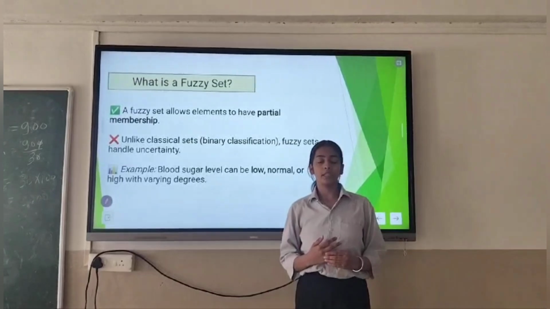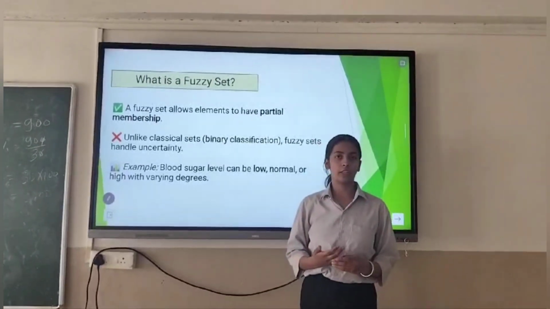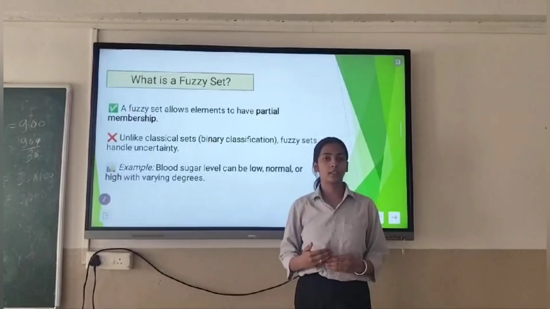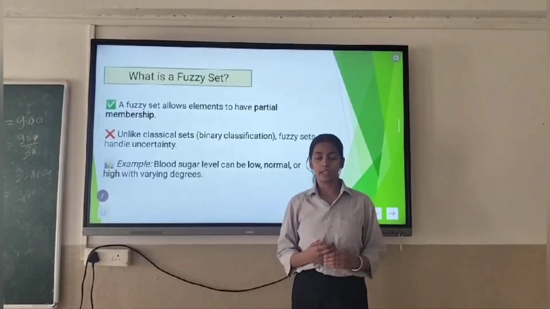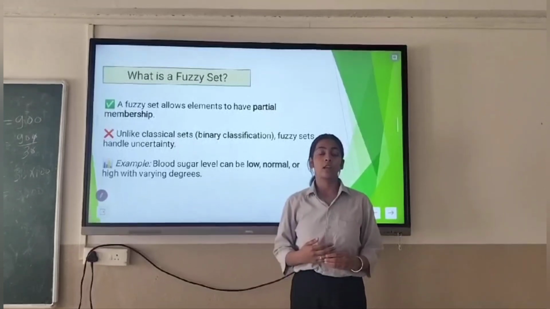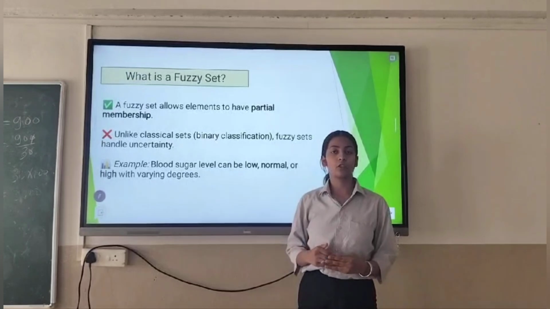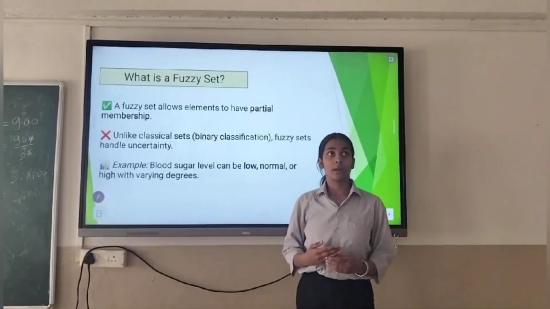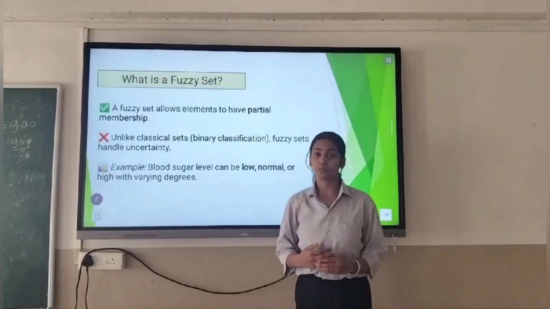For example, in a traditional diagnosis system, a person with a blood sugar level of 140 might be considered strictly diabetic or non-diabetic. However, diabetes is a gradual concept and different people show symptoms at different sugar levels. Fuzzy sets allow us to say that a person with a sugar level of 150 might be partially diabetic, rather than giving a strict yes or no.